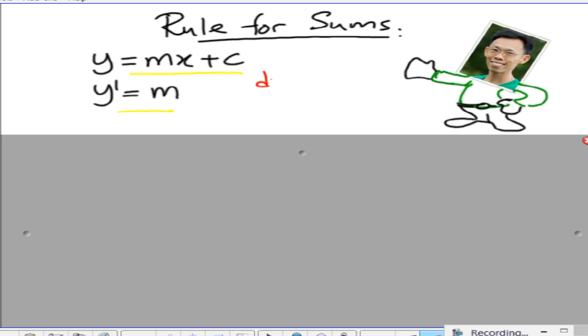If I want to differentiate with respect to x, in this case, it's the same as the derivative of mx with respect to x plus the derivative of c with respect to x. So the first term here is m. The second term is 0. Therefore, I get the answer m. In fact, this can be proven to be true.